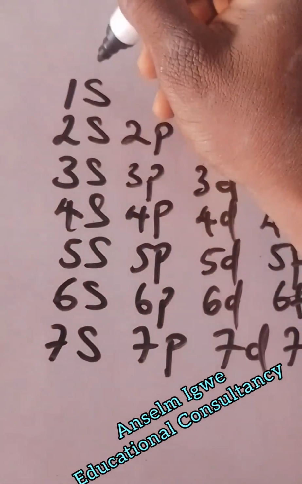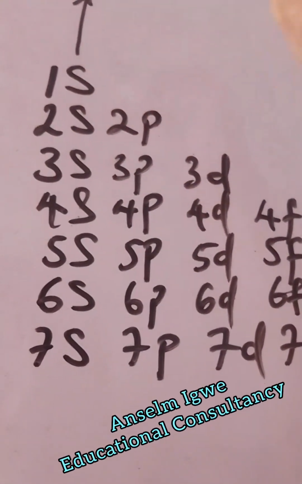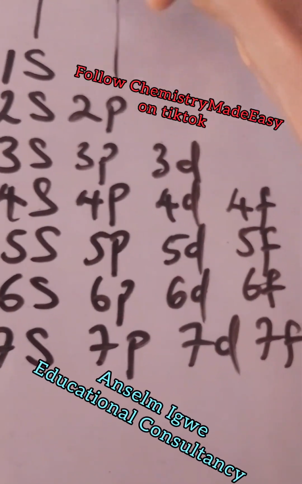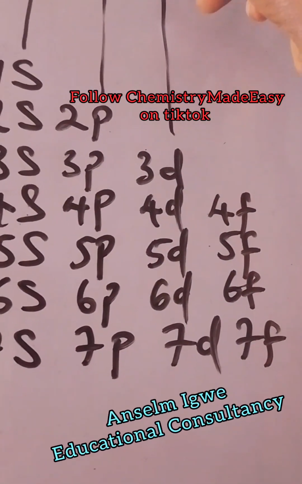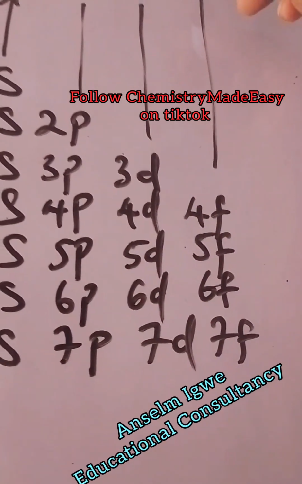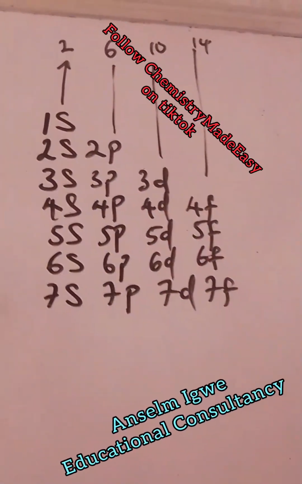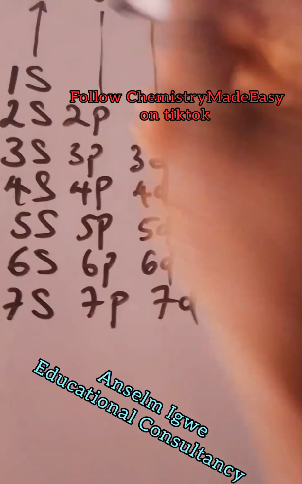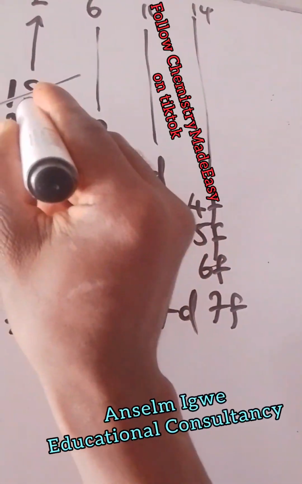So remember that the highest number of electrons an s orbital can hold is 2. P orbital 6, d 10, f 14. Bear it in mind. Now, according to Aufbau, the least energy orbital is 1s. So you write it first.